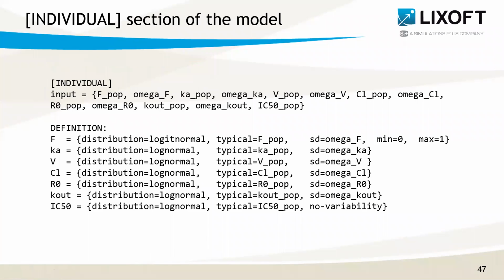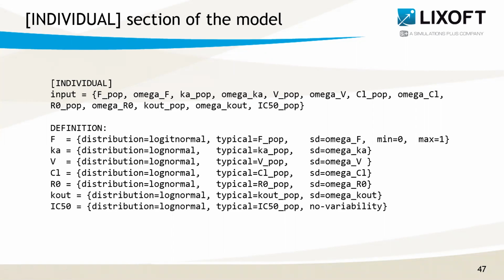So in my example, the full individual block would look like this. I have here the population parameters that describe the distributions. For all parameters, I have chosen a log normal distribution, except for the bioavailability F, which has a logit normal distribution to be between 0 and 1. And for IC50, I have set no inter-individual variability like this.